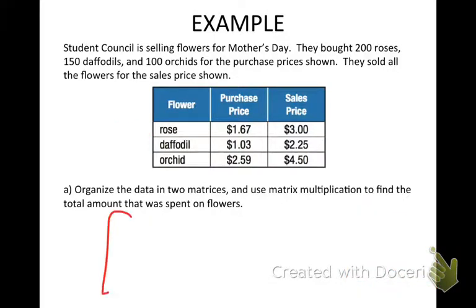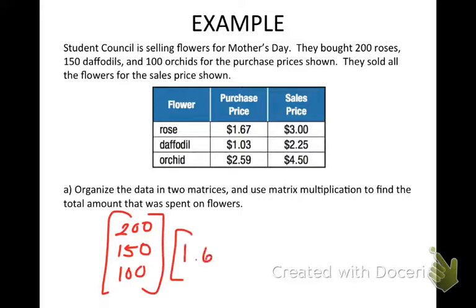So it should be 200, 150, 100 times 1.67, 1.03, and 2.59. But then we're still multiplying the 1.03 by 200. Now I'm confusing myself. We need it to end up being a 1 by 1, right? So this is good. We're thinking about this stuff.